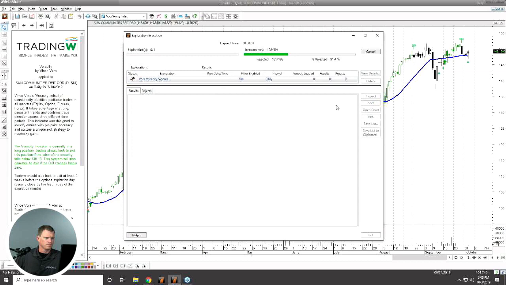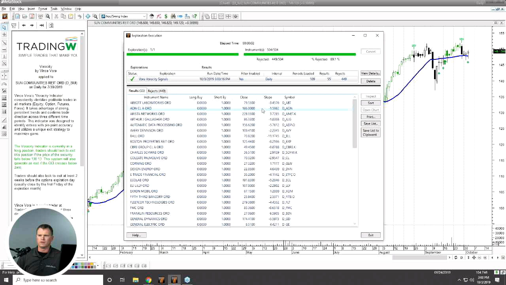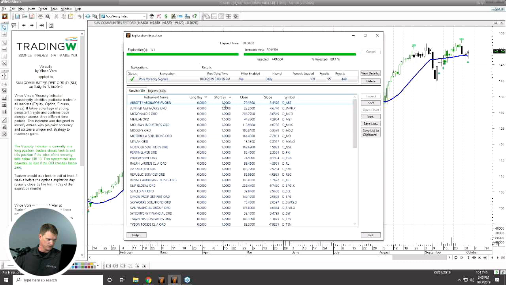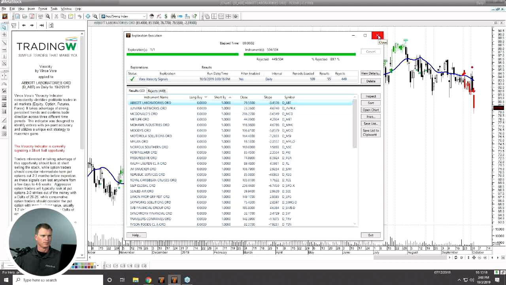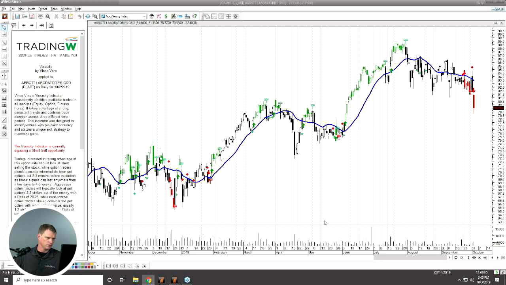And you can see how much faster the scans run when you have downloaded your data. I'll run one that's online, and you'll kind of see the difference between the two. So we've gotten a long buy, short buy list. Let's go ahead and just click on Abbott Laboratories, double click it. And it automatically just puts that on there because I had that saved already as my template here. We'll go ahead and just close out of the Explorer results window.